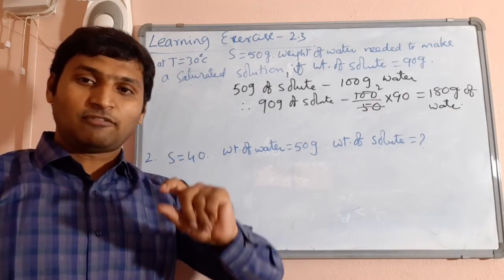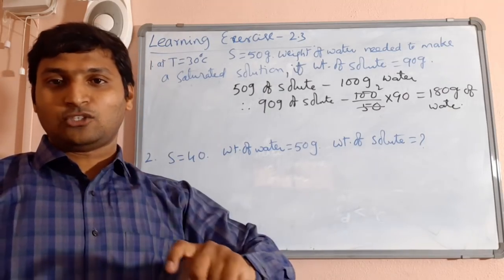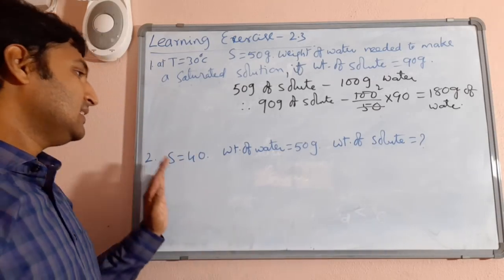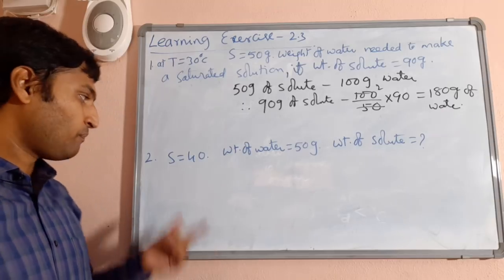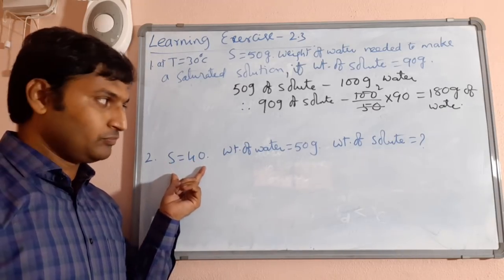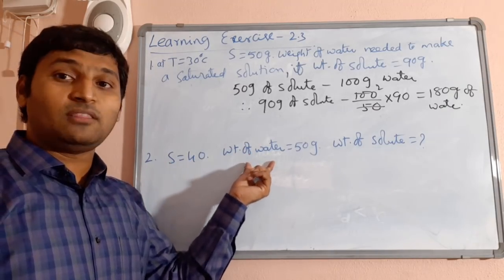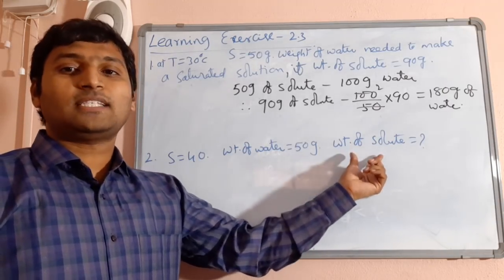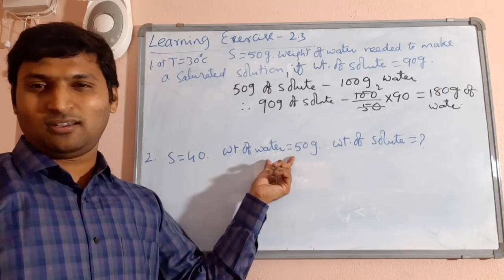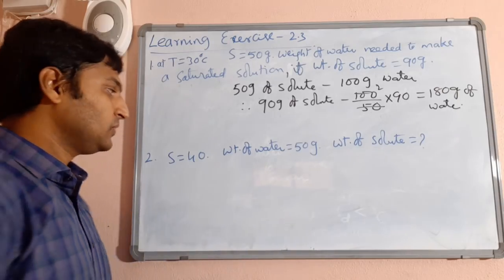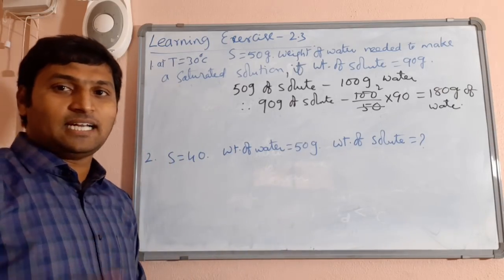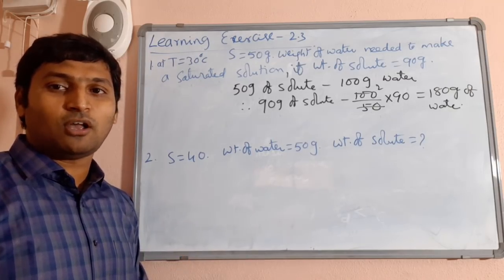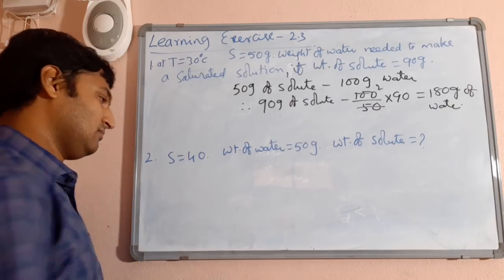That is, the number of grams of solute that can be completely dissolved to make a saturated solution in 100 grams of solvent. The second question also is on similar grounds. Solubility is 40 and you are supplied with 50 grams of water, not 100 grams of water. Then what is the weight of solute that can really be dissolved? Again, it can be done just like that. Solubility 40 indicates that 100 grams of water can dissolve 40 grams. So 50 grams will be able to dissolve 20 grams.